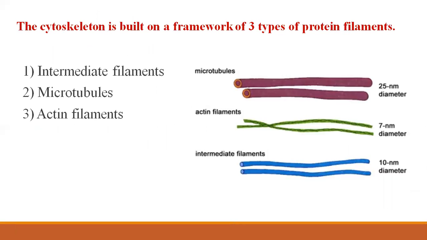The cytoskeleton is built on a framework of three types of protein filaments. First one is the intermediate filaments, second one is the microtubules, and third one is the actin filaments. The microtubule is 25 nanometer in diameter and is a tube-like structure. Next is the actin filaments, which are 7 nanometer in diameter, and the intermediate filament is 10 nanometer in diameter.